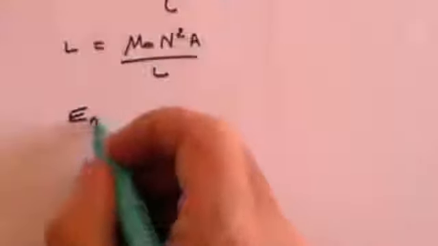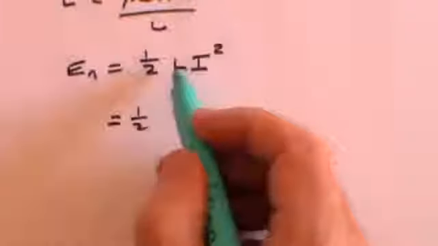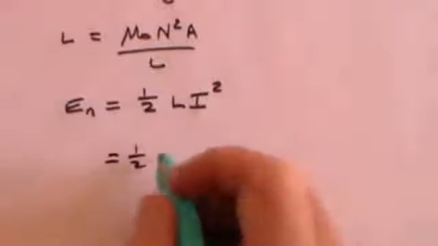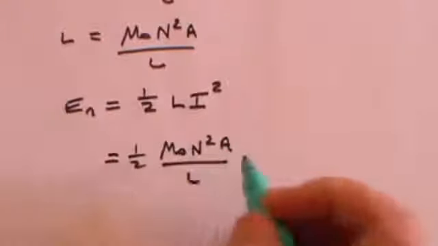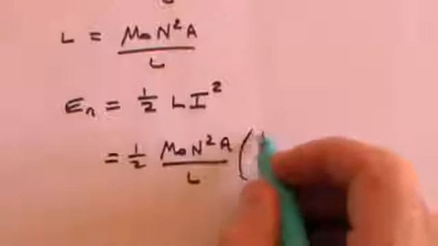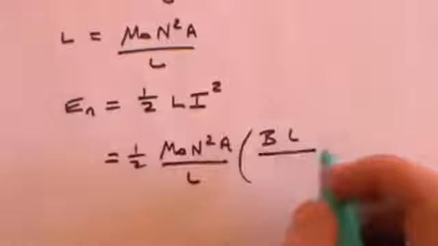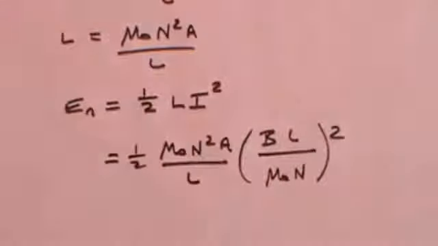And now we can say that the energy stored in the inductor is what we discovered just a moment ago, a half L i squared. So let's now just substitute in for that. Half L, well, we just found L. It's mu naught N squared A over L, times I squared. Well, we found what I was a little while ago. It's BL over mu naught N, and all of that is squared.